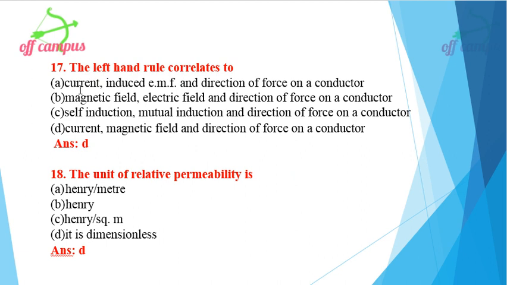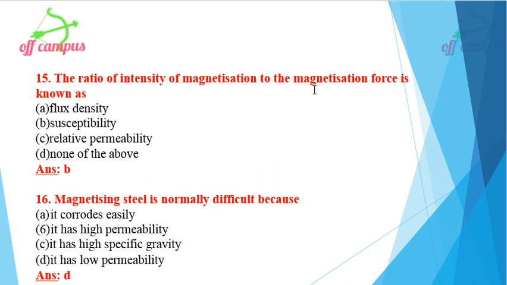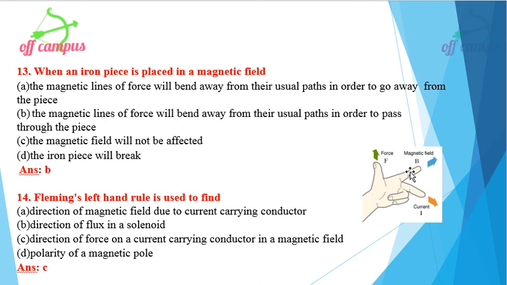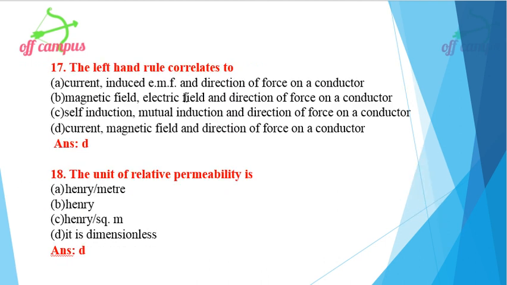Then question number 17, the left hand rule correlates to which one? Current, induced EMF, direction of force on a conductor. We have already seen: force, magnetic field and current. Four different options are given. See, current, magnetic field and direction of force on a conductor. Option D is the right option.